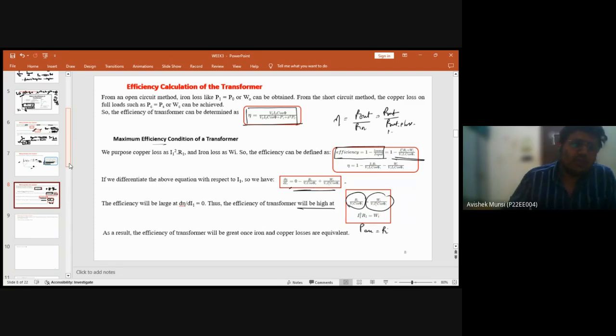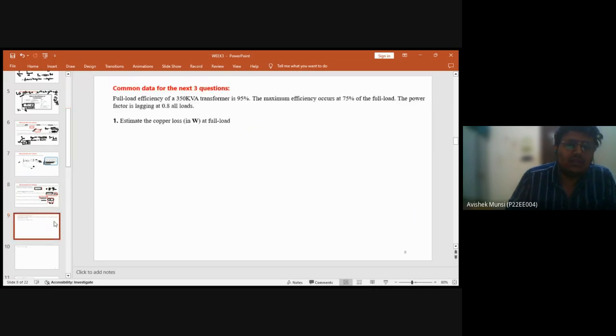I'm giving a problem relating to efficiency, using the formulas which I discussed. So try to solve it. There will be a set of three questions. Suppose we have a full load of 350 kVA. The transformer has an efficiency of 95%. If the maximum efficiency occurs at 75% of the full load at 0.8 power factor, we have to calculate the copper loss at full load. I'm giving 5 minutes, so with the help of the formulas, try to solve it.